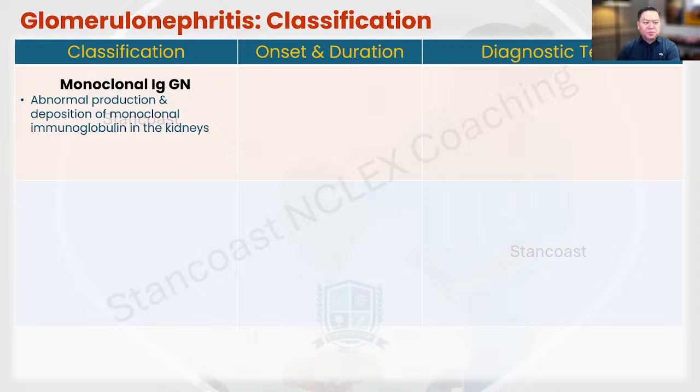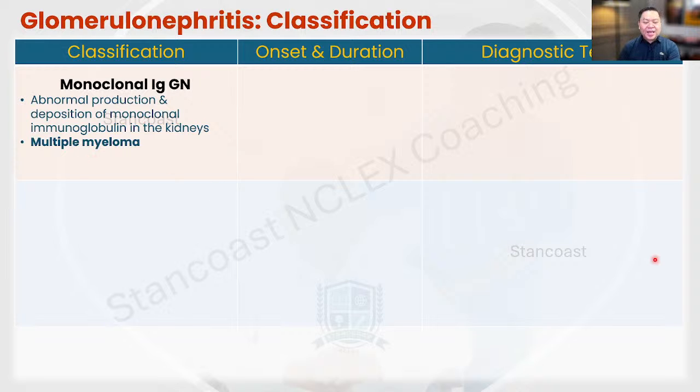So this is going to be associated with multiple myeloma, which is a form of cancer that will cause abnormal plasma cells in the bone marrow. And it's going to allow the production of excessive amounts of the monoclonal immunoglobulin, which will end up depositing inside the glomerulus in the kidneys, right? So it is associated with multiple myeloma.